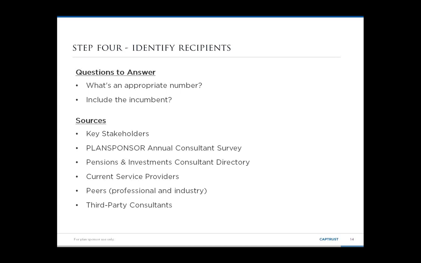Next, you want to talk to your peers. You may want to talk to people in your profession. So if there are professional organizations that you're a member of, ask those members who they work with or who they would recommend, and they would give you a couple names. The other group you want to talk to is your industry peers. They probably work with other firms and have had a similar experience or maybe have similar goals that you do for your plan. So talk to them and ask them who they would recommend. And finally, third-party consultants.